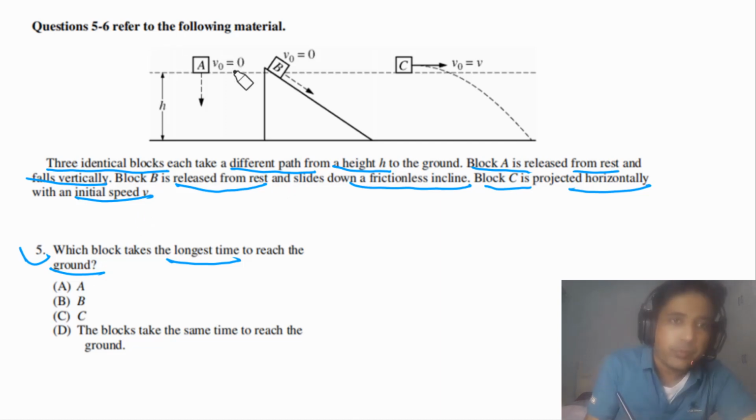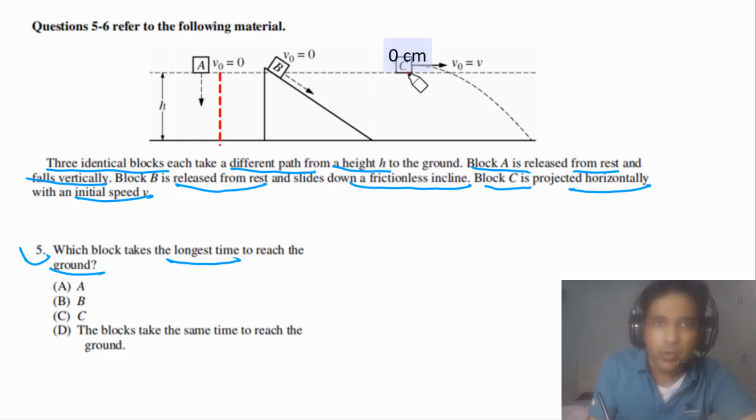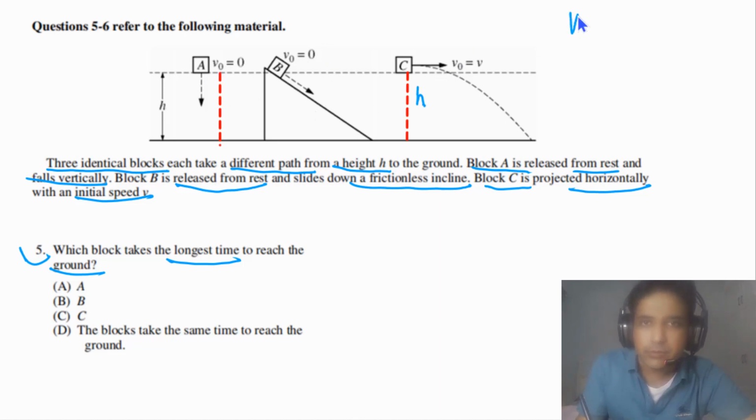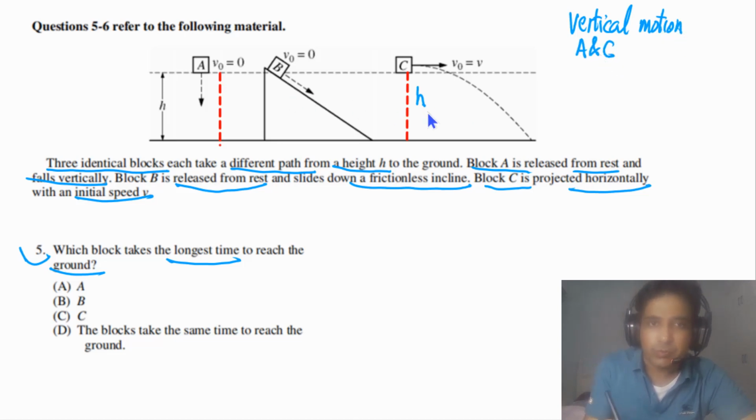If you look at block A, it will cover this vertical displacement, and this vertical displacement is equal to small h. The vertical displacement of block C is also equal to h, so we can also write small letter h here. Now we need to look at the vertical motion of A and C. So we are talking about A and C only, and we will compare these two blocks first of all.